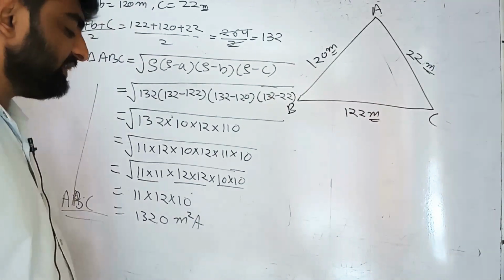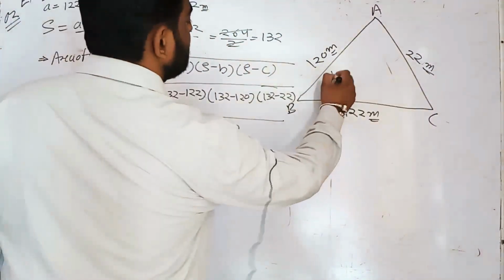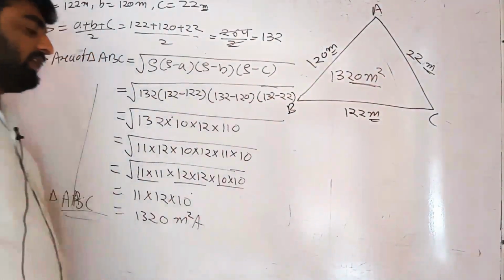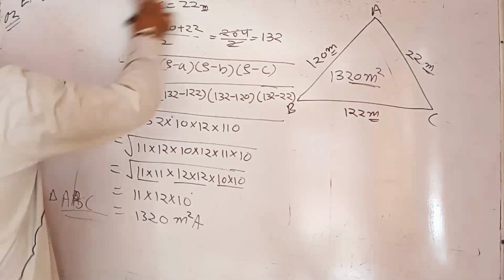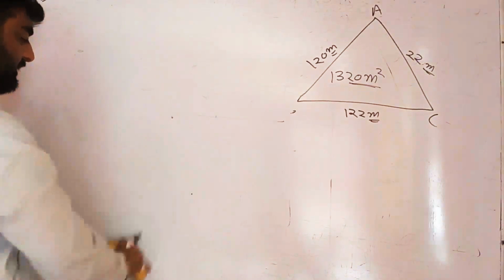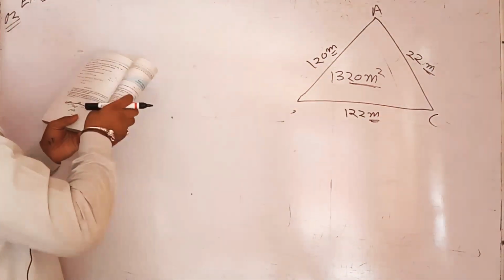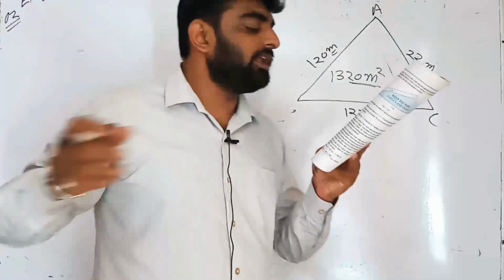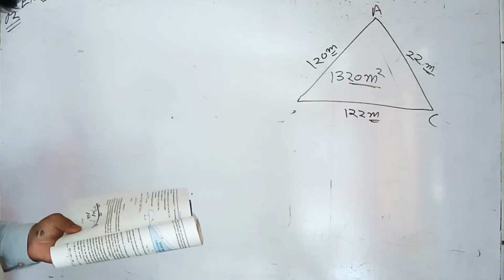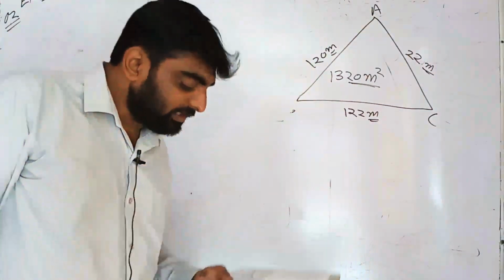So we have written 132 meters square as the area of the triangle ABC. After that, another calculation is left. What calculation is left? The advertisement yields earning of rupees 5,000 per meter square per year. The company hired it for 3 months.